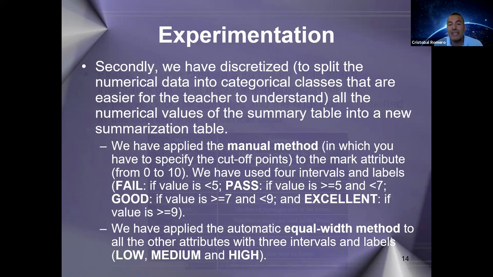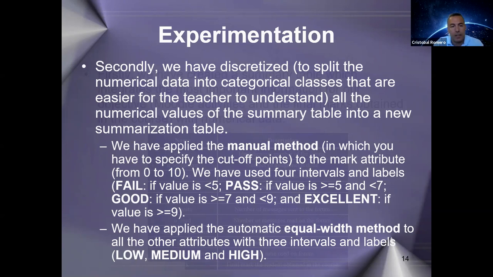Secondly, we have to discretize the data. It's mandatory to discretize the class because if we are going to do classification, the mark cannot be numerical, it has to be a label. So we have to do a manual discretization of the final mark. The discretization task normally splits the numerical data into categorical classes or groups. These groups are normally easier to interpret and understand, for a teacher, okay?